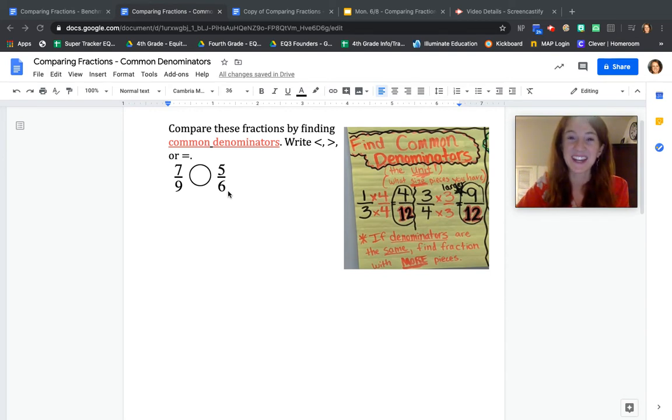You should have said finding equivalent fractions. I need to find a fraction that's equivalent to 5/6 that has the same denominator as a fraction I can find from 7/9. So I need to look for common multiples of 6 and 9 in order to multiply, or we could divide, to find equivalent fractions.